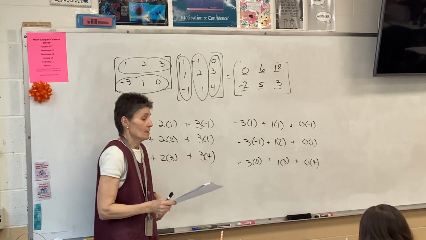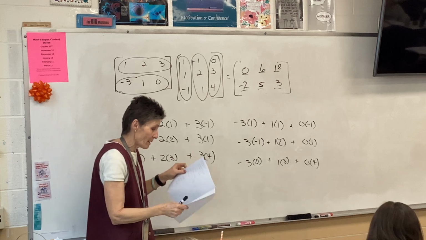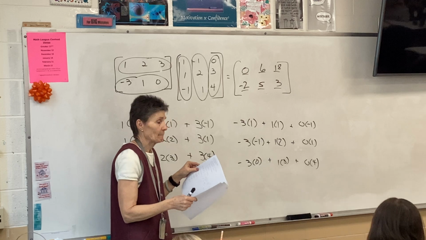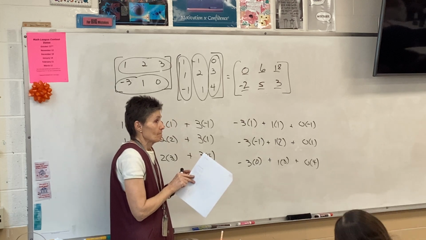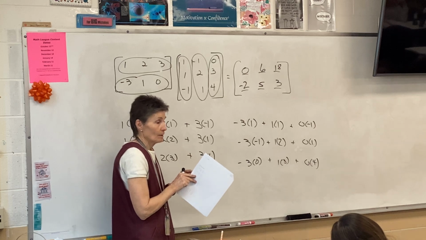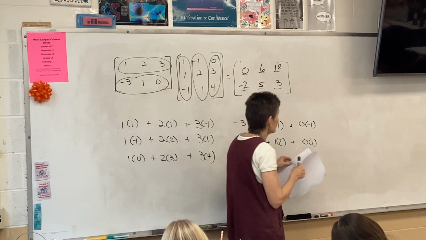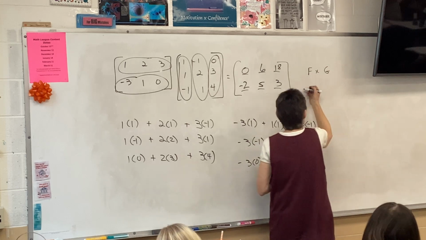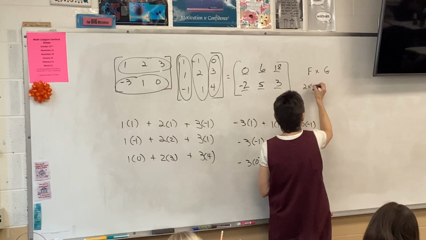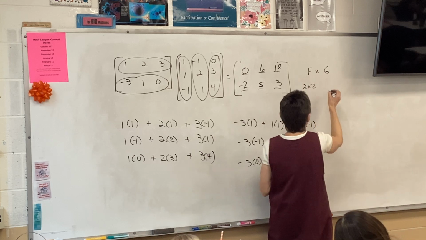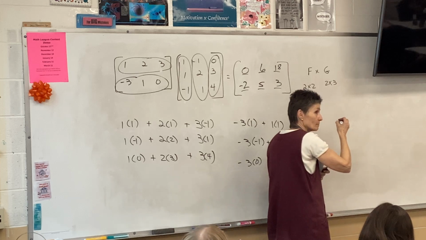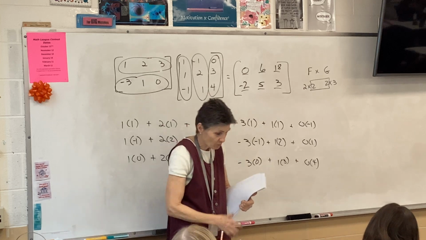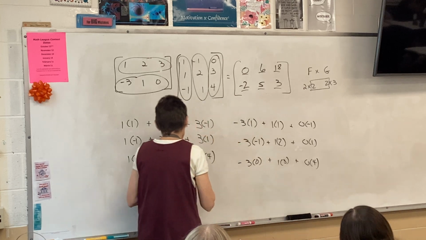Is that okay? All right, well I thought we were done, but we're not. There's one on the back. F times G. So what are the dimensions for F times G? What are the dimensions of F? 2 by 2. What are the dimensions of G? 2 by 3. Doable? Yep. Do it. I'm going to have one of you come up and put your answers on the board.